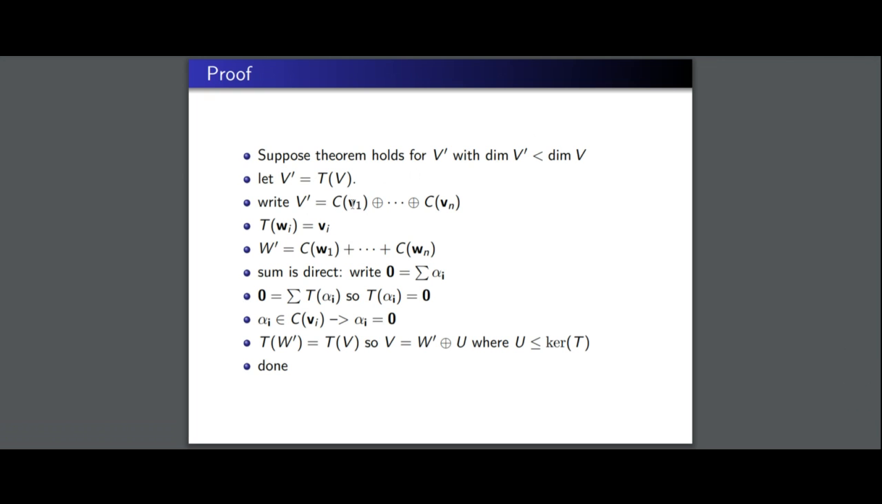And for each one, so again, V prime is all the things that look like T of V. So each V1 we can write as T of W1, V2 we can write as T of W2, and so on. And then we just construct this subspace W prime, which is the cyclic subspace generated by all the W's. And notice that T of W prime is T of V, which is V prime.